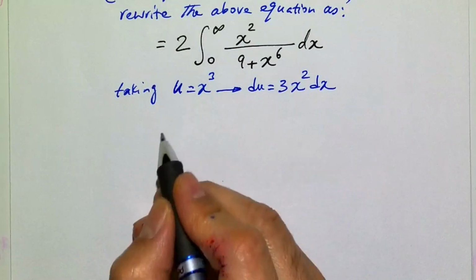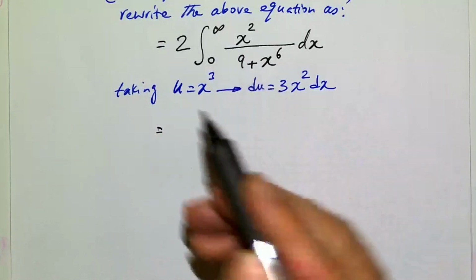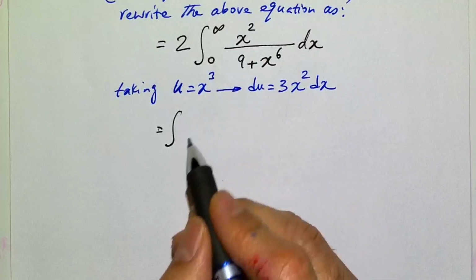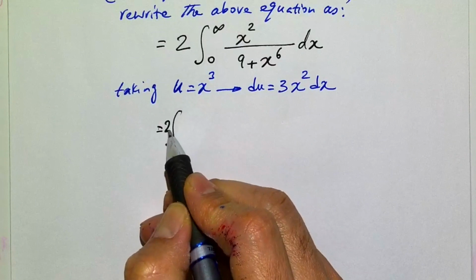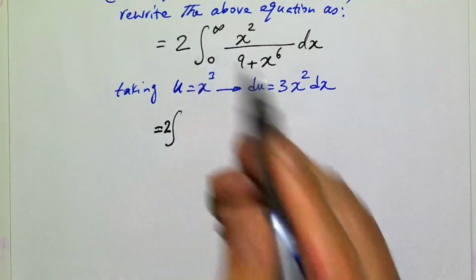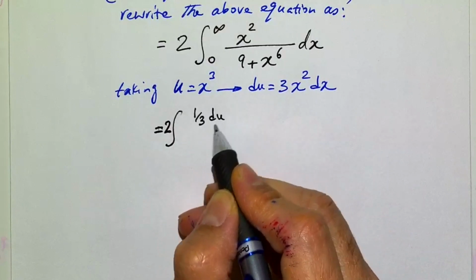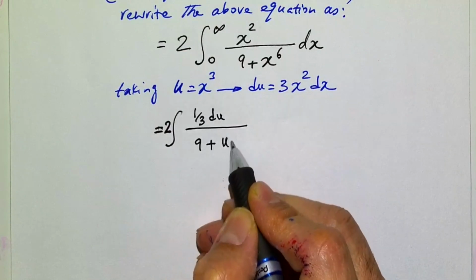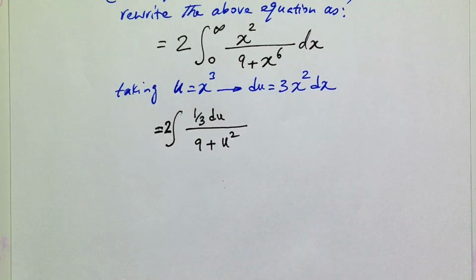Meanwhile I'm just going to stop writing the limits of integration for now, and at the end I will put them back. But for now, let's disregard these, and then we have 2 times, let me not forget that 2, so 2 times 1/3 du divided by 9 plus u squared. Okay, so that's that.